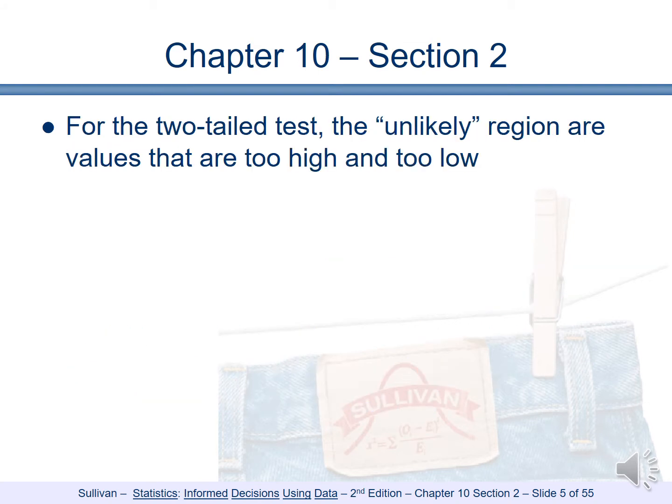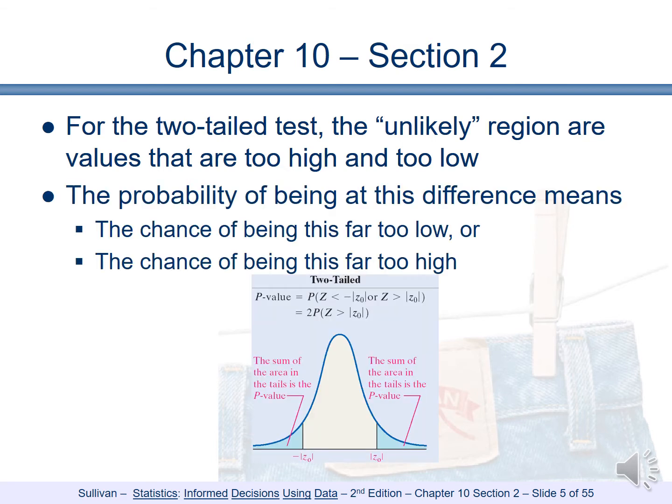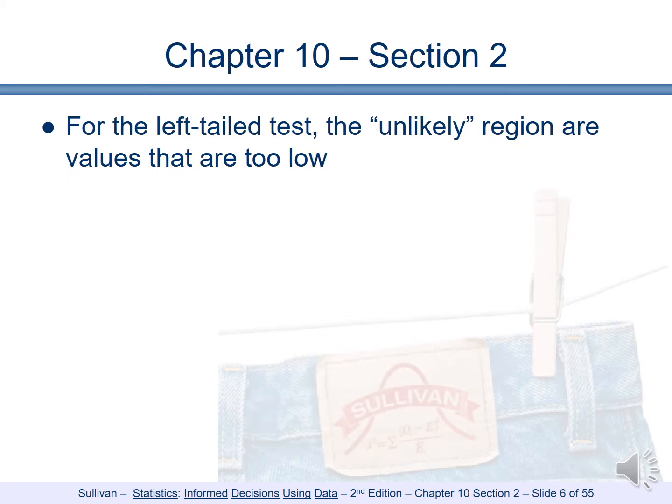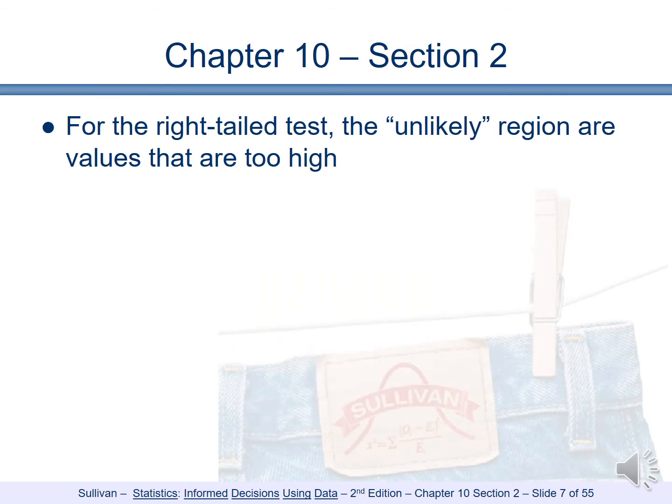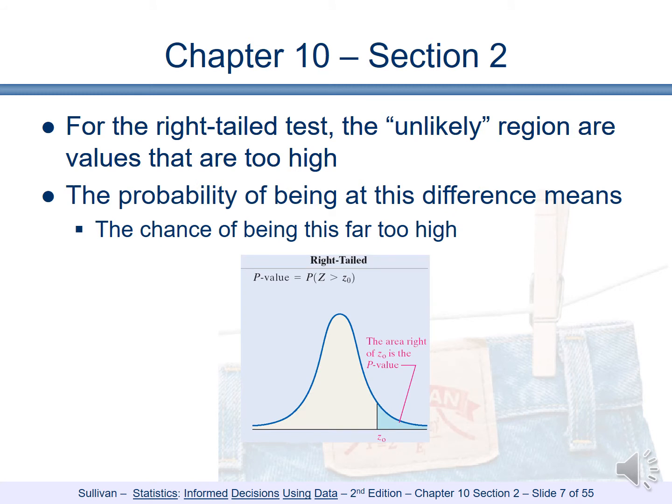For a two-tailed test, the unlikely region are values that are too high or too low. The probability of being at this difference means the chance of being too far high or too far low, just like it was before. It's the tails, so anything that happens in the tails is a problem. For the left-tailed test, the unlikely region are values that are too low, so only the low side, and it looks like this. The probability of being at this difference means you're over here. For a right-tailed test, the values are too high, and again, it looks like this.